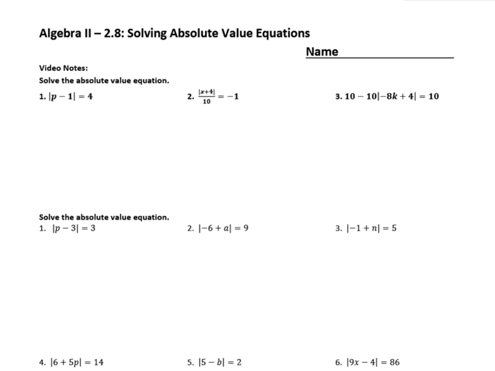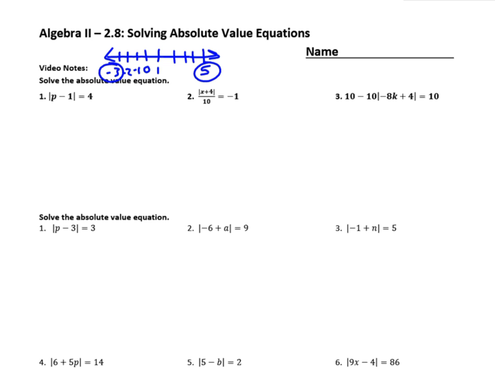For number 1, I'm looking for a number that is 4 units away from 1. I want to know what things are 4 units away from 1. Well, I can do that on a number line. If I have the number 1 here, I can go 4 units to the right: 1, 2, 3, 4. That number is 5. And I can go 1, 2, 3, 4 to the left: 0, negative 1, negative 2, negative 3. And so I end up with the answers of 5 and negative 3. Those are the two answers I'm going to end up with when I solve this equation.